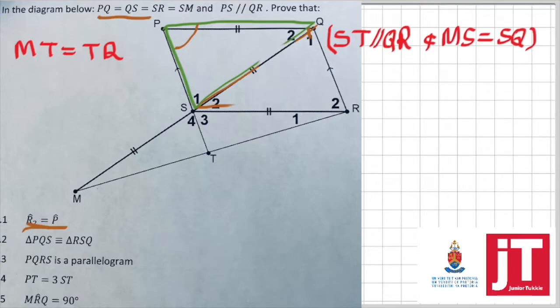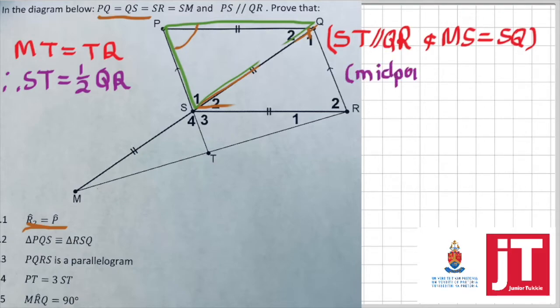We move on and say, therefore, the side ST is equal to half QR. Where are we getting that from? It's because we're using the midpoint theorem. That is the midpoint theorem. We know without a doubt that the point S and the point T are midpoints of those respective sides. So we are looking at the big triangle MQR.